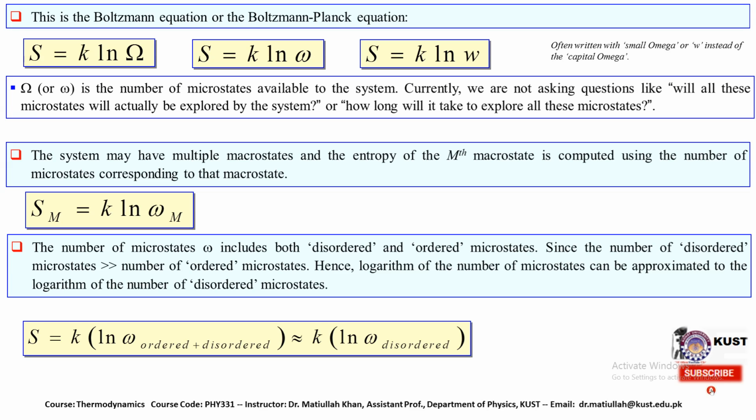The number of disordered microstates is greater than the number of ordered microstates, so that is why the logarithm of the total number of microstates can be approximated by the logarithm of the number of disordered microstates.